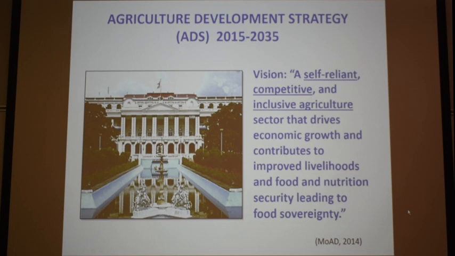Nepal government has recently launched a long-term agricultural development strategy, envisioning that by 2035, Nepal will be self-sufficient in food production, will have self-reliant, competitive, inclusive agriculture, and all leading to food sovereignty by 2035.